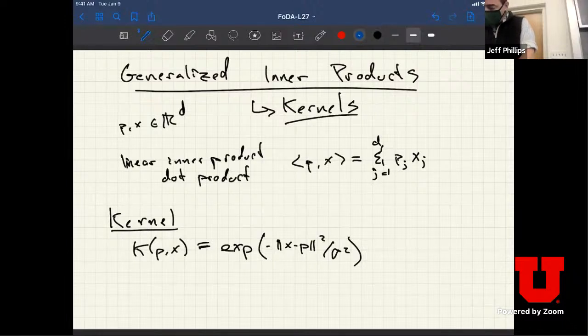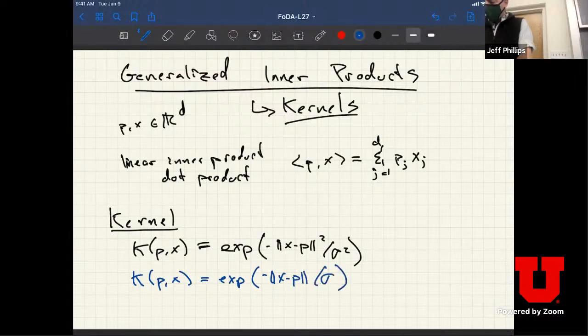This isn't the only one. You could do the Laplace kernel, which is the norm of X minus P, where now I don't square it, divided by sigma. This is also another kernel, and it behaves in a very similar way.